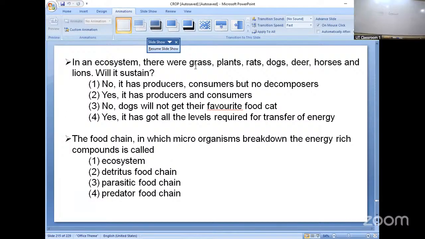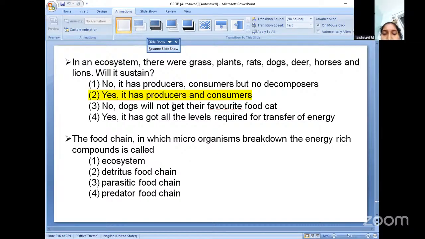Then ecosystem: there were grass, plants, rats, dogs, deer, horses, and lions. Will it sustain? One, no, it has producers, consumers, but no decomposers. Yes, it has producers and consumers. No, dogs will not get their favorite food. Or yes, it has got all the levels required for transfer of energy. These are given. One. Second, because it will sustain, because there are producers and consumers.